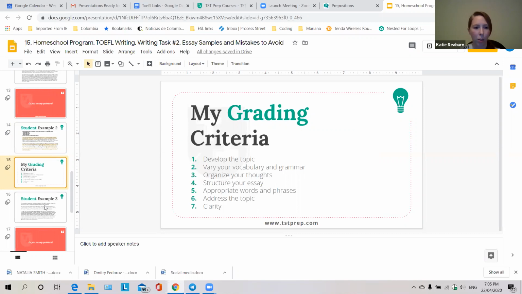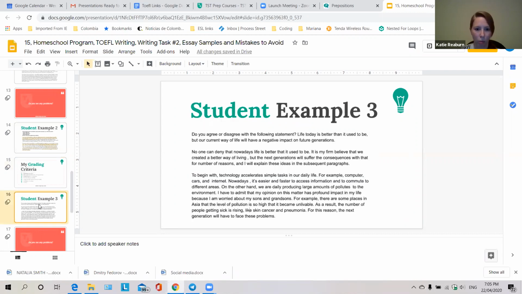On to our third one now. This question is about life today is better than it used to be, but our current way of life will have negative impact on further generations. Take a look at this one. Press pause, analyze, see what you see. Let's come back in a few minutes and see if you agree with what I say.